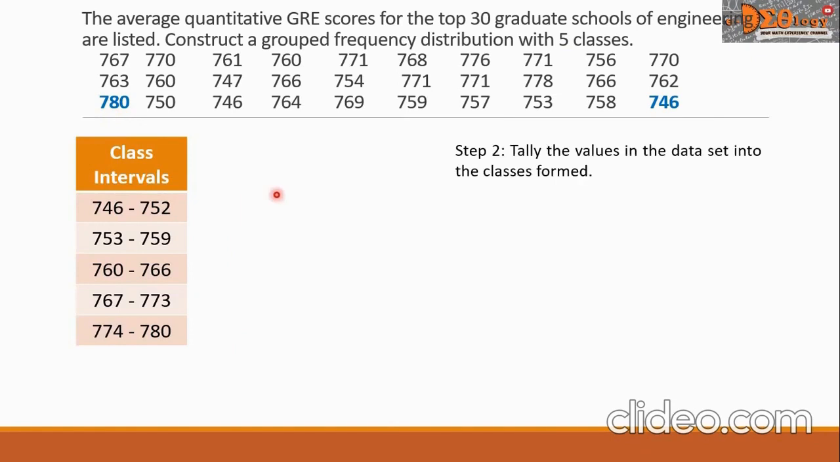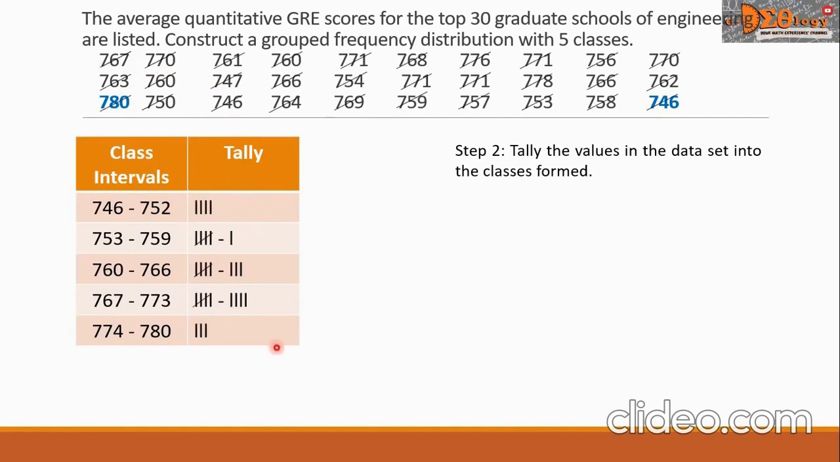Next, we will go now to step 2, and this is to tally the values in the data set into the classes formed. We need a column for tally. So what we're going to do is go through each of the data and tally them according to their respective classes. Let's begin with the first number, the 767. This number belongs to this group. We will strike that number and put a tally corresponding to that datum. Next, the 770 also belongs to this group. So we will go through each of the data. So this is now our complete tally list.